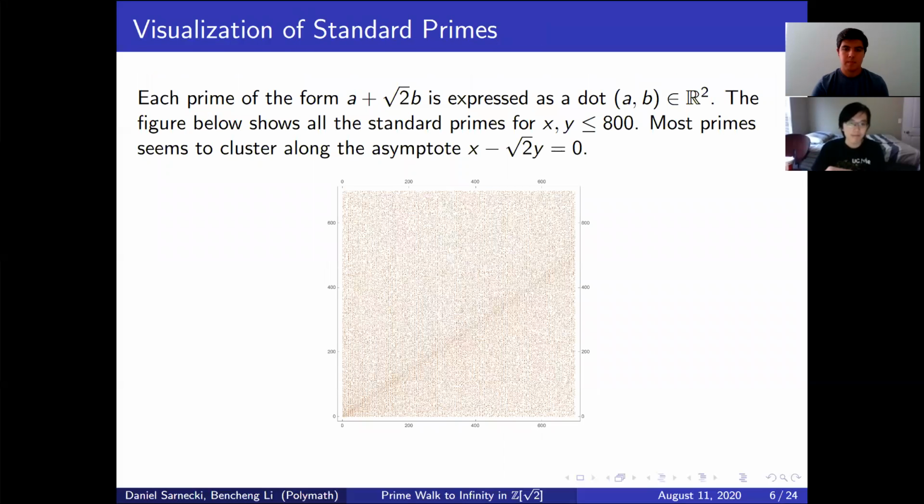We also used Mathematica to visualize our standard primes. Here we make each prime of the form a plus root 2 b a dot in R2. The figure below shows all the standard primes for x, y less than or equal to 800. As we can see, they're very dense in this region, but much denser along the line x minus root 2 y equals 0, which is just the asymptote of the norm function x squared minus 2y squared.